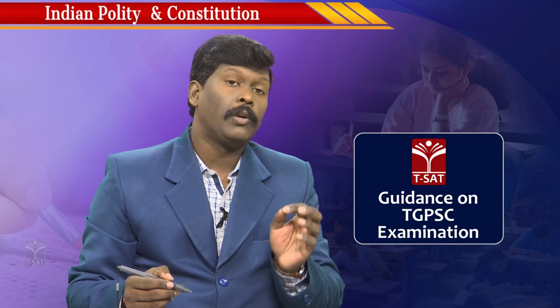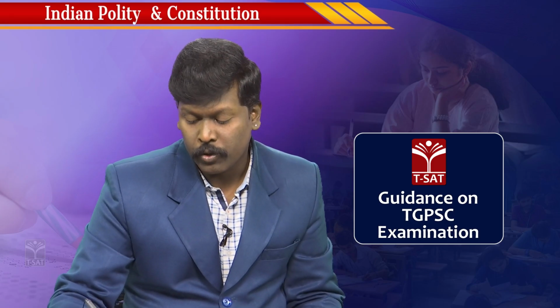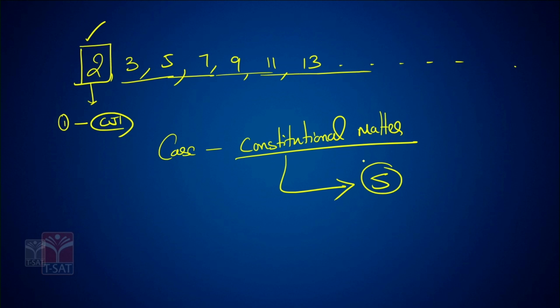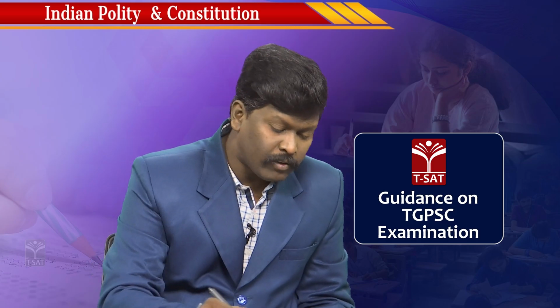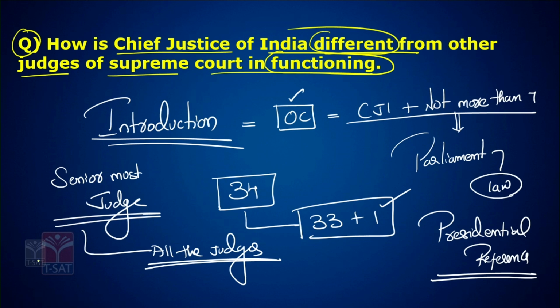Now, to decide upon a constitutional matter, the minimum number of judges should be 5 in a bench. So, it should be 5 in a bench, that is for sure. And let me also tell you one more point. The administrative functioning of the office of the CJI is under the Right to Information Act. So, this is the answer for this particular question.